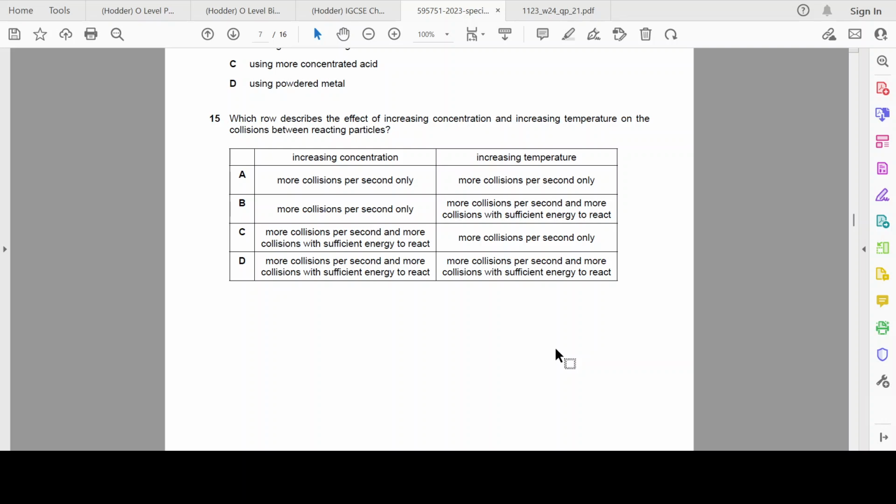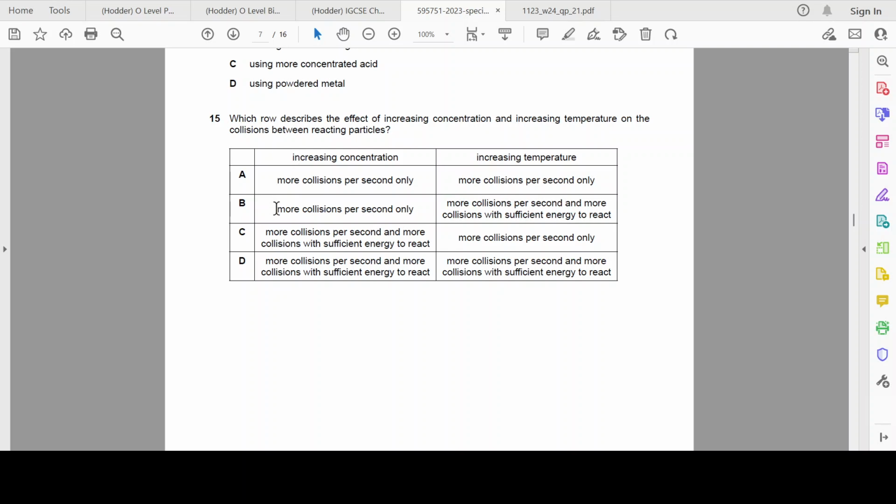Okay, another way to eliminate this, your approach was correct by the way, is that a single change does not affect both. You could have also eliminated A and B. So increasing concentration only increases the collisions per second, and increasing temperature does increase the collisions per second, but that's not the only thing it does.